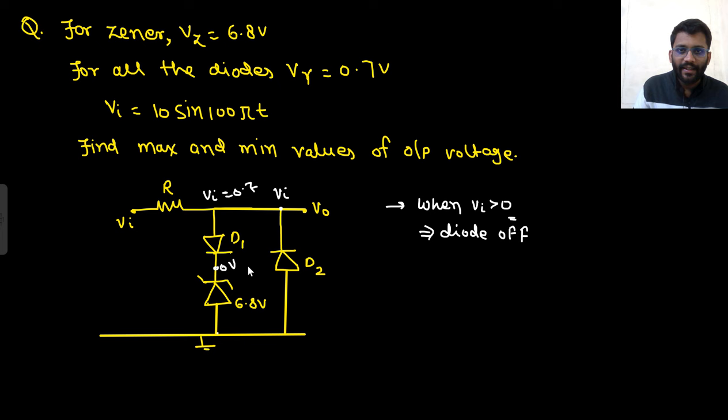Okay. Let's make it somewhat greater than 0.7 volt. Let's make it 0.8 volt. If it is 0.8 volt, what will happen? This will be replaced with a battery of 0.7 volt. What will come here? 0.1 volt.